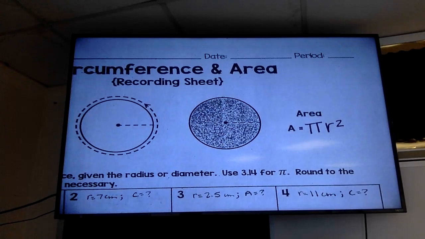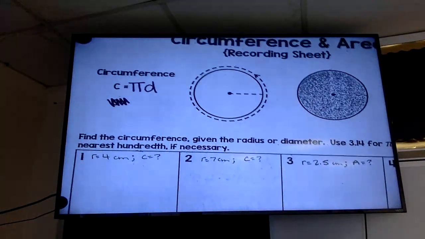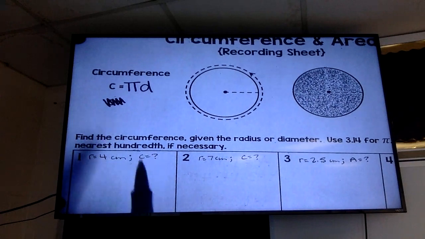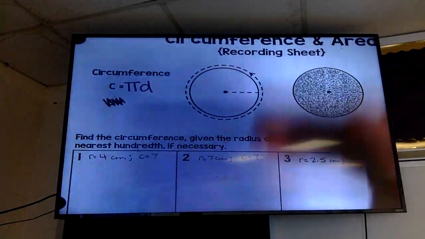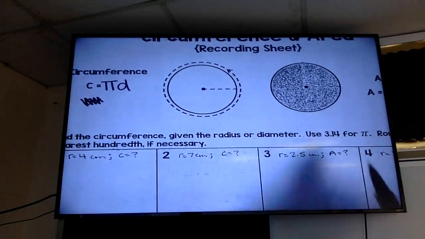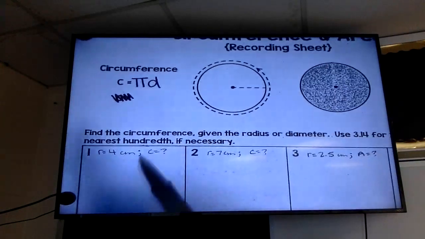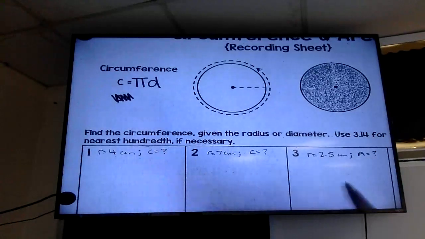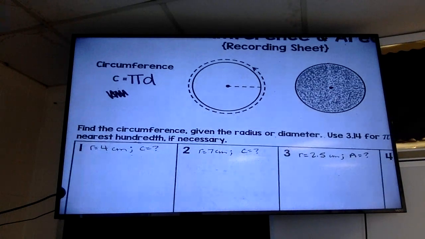All right, so I'm going to do one from each section with you. And all of the sections actually have the same directions, except one says circumference and one says area. So the whole front side is circumference questions. And it says to use 3.14 for pi and round to the nearest hundredth if needed. Most of them you don't need to round, but if you do, you want to round to the hundredths place.